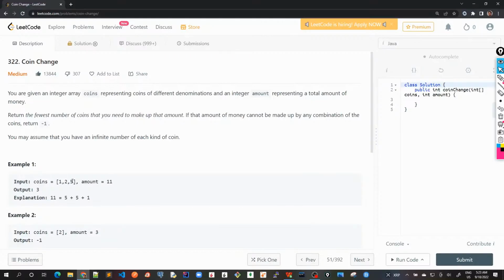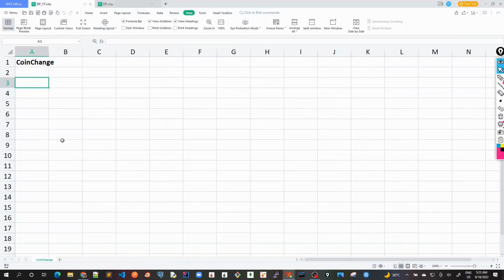Let's solve this problem by using the example which is given here. So I will take this. We have coins of 1, 2, and 5 in infinite amount, and we have to create 11 out of it with the minimum number of coins possible. Let me copy this, and I will just put it here.